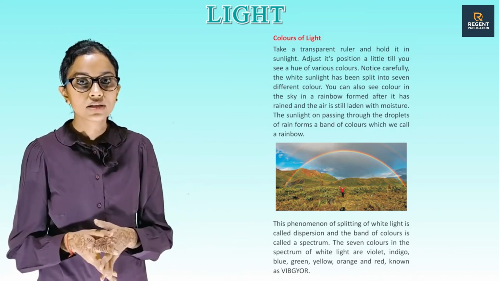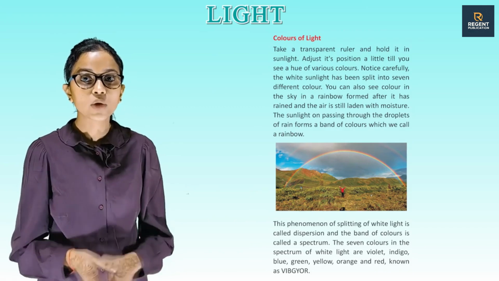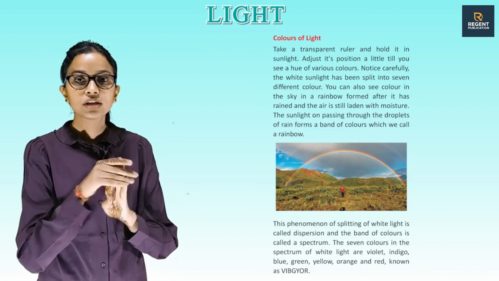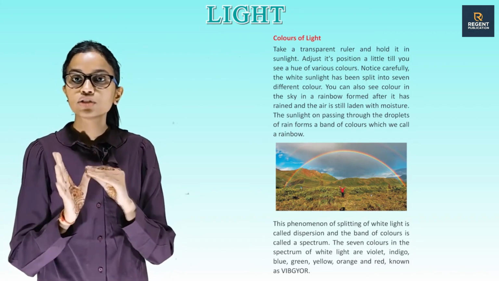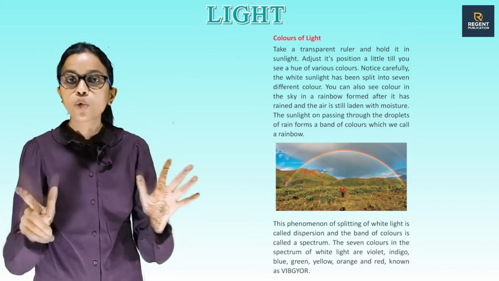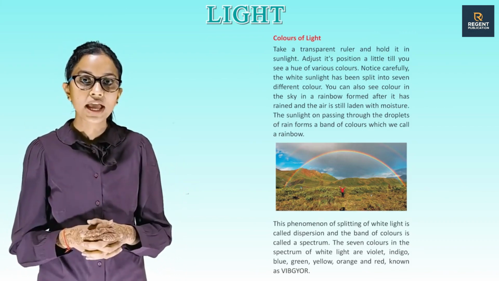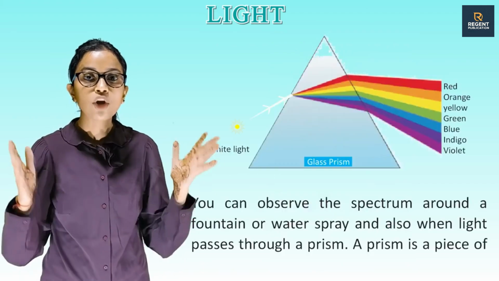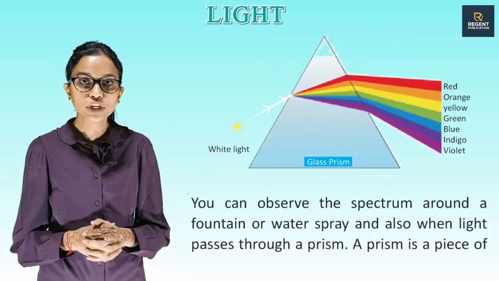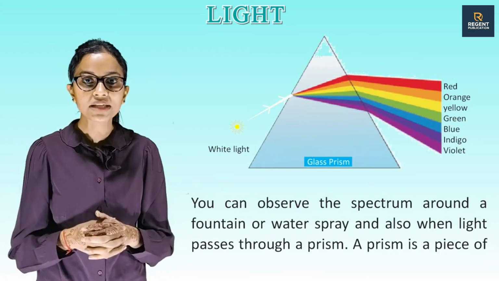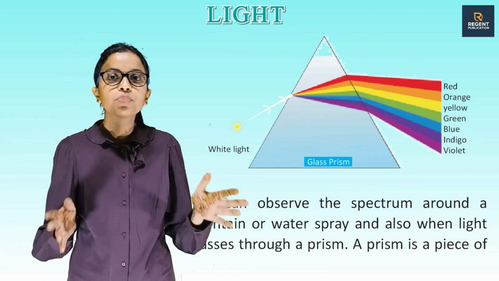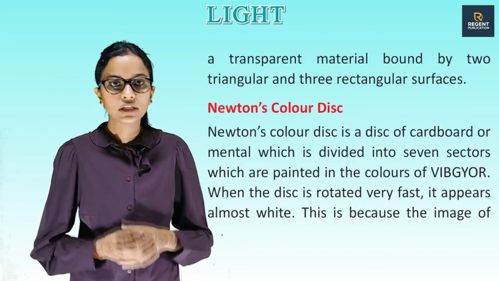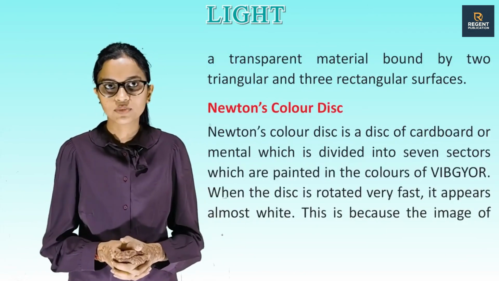The 7 colors in the spectrum of white light are violet, indigo, blue, green, yellow, orange and red, known as VIBGYOR, as you see in the diagram. You can observe the spectrum around a fountain or water spray and also when light passes through a prism. A prism is a piece of transparent material bound by 2 triangular and 3 rectangular surfaces.